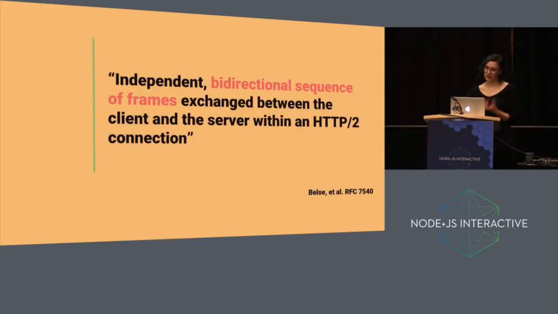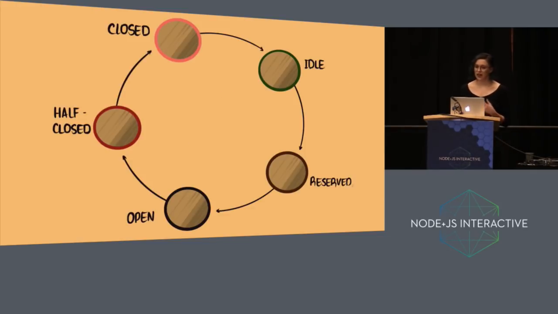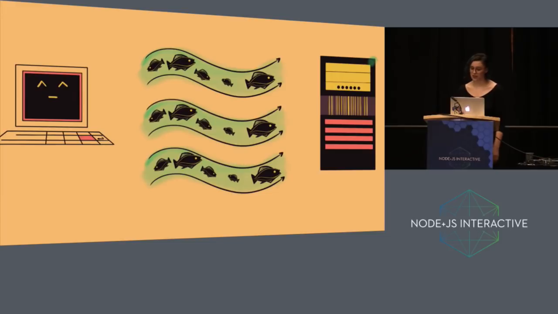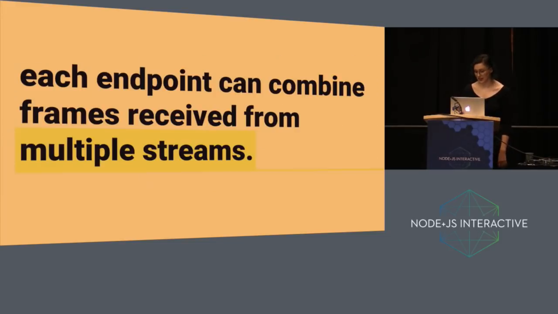The stream is part of a connection, and it's a little bit more stateful, so it goes through several states. It goes between closed, idle, reserved, open, and half closed, so your data is communicated based on the state a stream can be in. We mentioned that multiple streams exist per single connection and are handled within a single connection. But data does not necessarily have to be sent in a single stream. Each endpoint can combine the frames it receives from multiple streams, so nothing has to be very sequential.